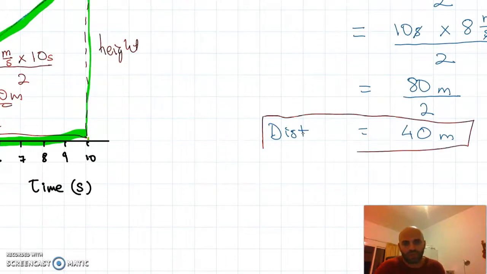Okay, so now I think you're pretty much ready to start into those practice questions and to calculate all aspects of the velocity time graph.